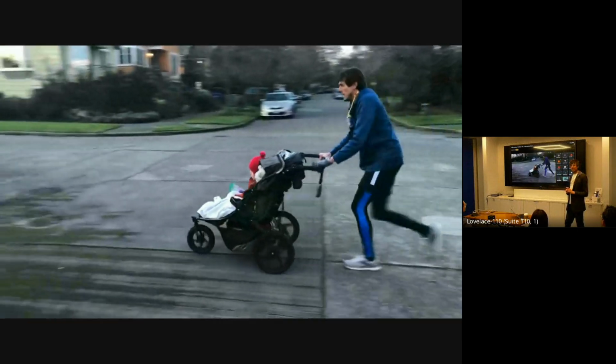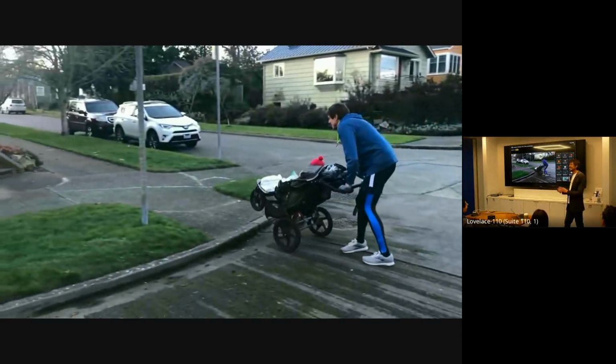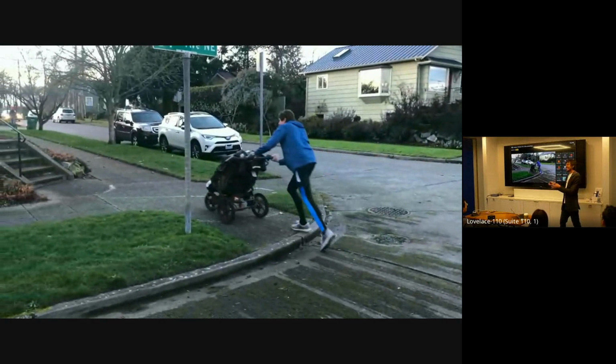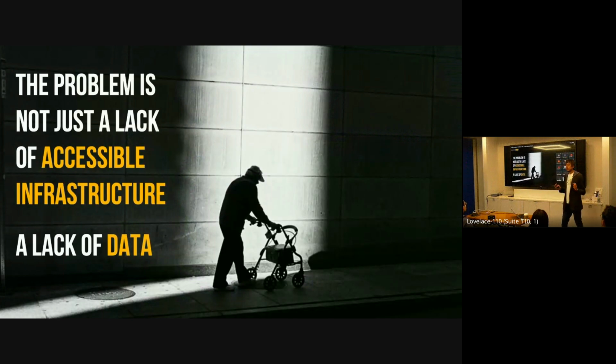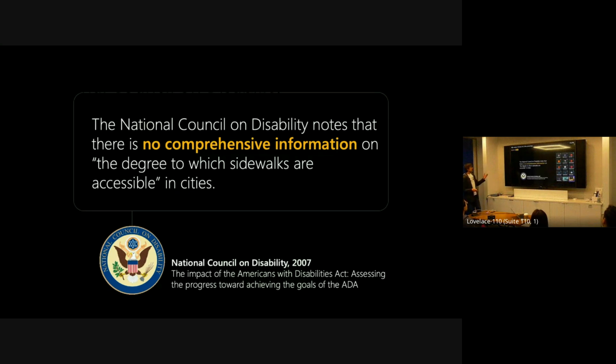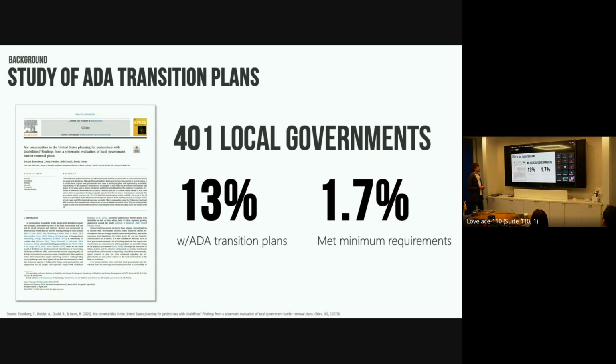That person might look familiar. It's really easy to shoot videos like this in Seattle because there are so many missing curb ramps. But the problem is not just a lack of accessible infrastructure, it's also a lack of data. And that excites me because I am a computer scientist and I like data, how to collect it and how to analyze it. The National Council on Disability notes that there is no comprehensive information on the degree to which sidewalks are accessible in cities.